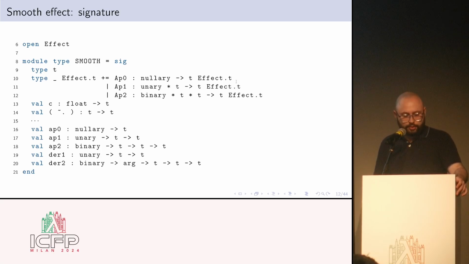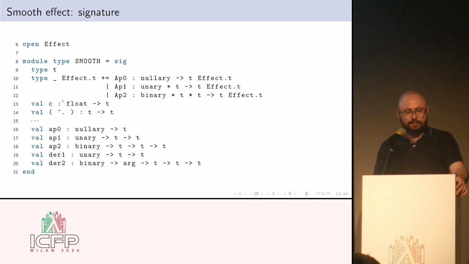The next thing we're going to do is register our effects by extending the extensible variant Effect.t. So we're going to have 3 effects for applying functions based on their arity: nullary, unary, and binary functions. And so we see here, for example, a unary function takes 1 argument, and it's going to apply the unary function. So it's going to give 1 result back, similar for binary and for nullary.